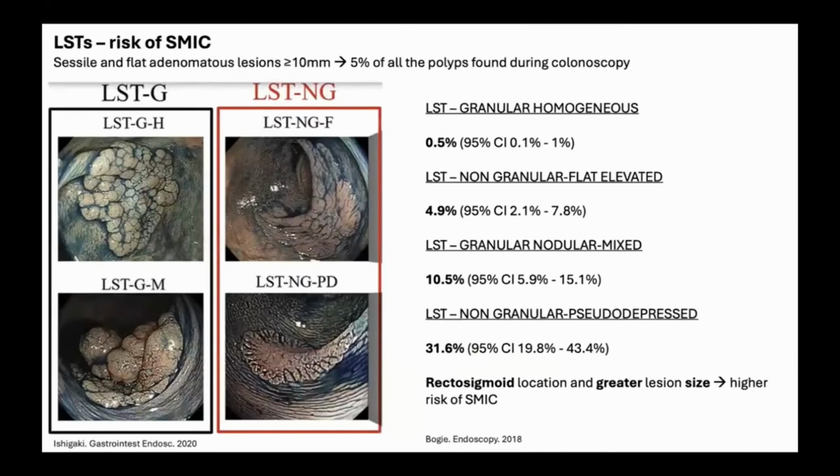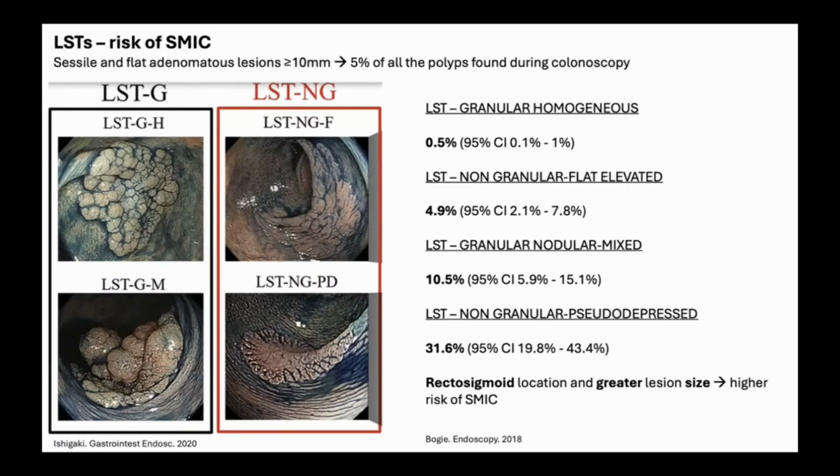In addition to that, we also have lateral spreading tumors, which are sessile and flat adenomatous lesions larger than 10 millimeters, and are part of the 5% of all polyps found during colonoscopy. And we know that they have a different range of risk of invasion depending on the morphology. So LST-G homogeneous type, reported from a study from the Sydney group, shows that the risk of invasion is 0.5%. The non-granular flat elevated is around 5%. The granular nodular mixed can go up to 10%, and then non-granular pseudodepressed can go up to 31%.